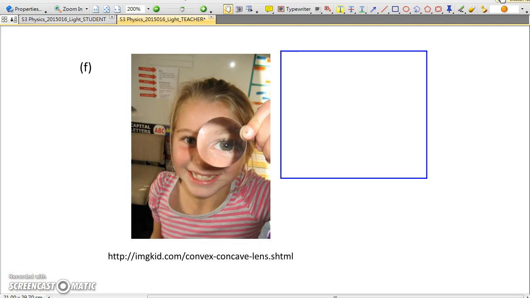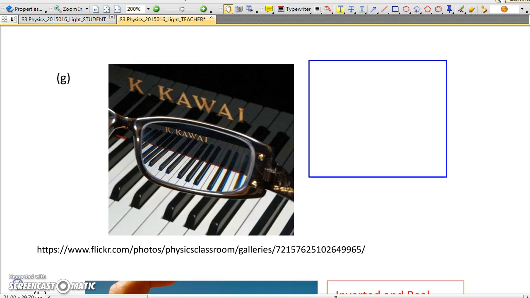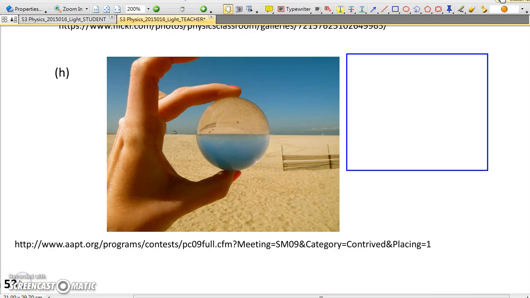Picture F. Look carefully. Is it erect or inverted image? Is it magnified or diminished? What about picture G? What do you find about the image? Lastly, picture H. You can easily see that it is inverted? Is it magnified or diminished? Check.